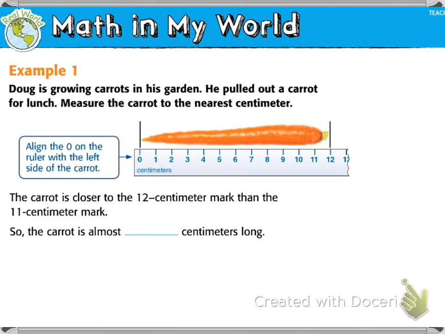Okay, now for the math in my world. Doug is growing carrots in his garden. He pulled out a carrot for lunch. Measure the carrot to the nearest centimeter. Okay, so the first thing we do is align the 0 on the ruler with the left side of the carrot. Right there. Then we look this way, to the end of the carrot. The carrot is closer to the 12 centimeter mark than the 11 centimeter mark. So the carrot is almost 12 centimeters long. See, it's right there.